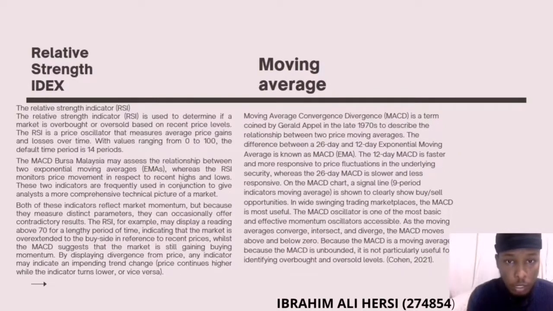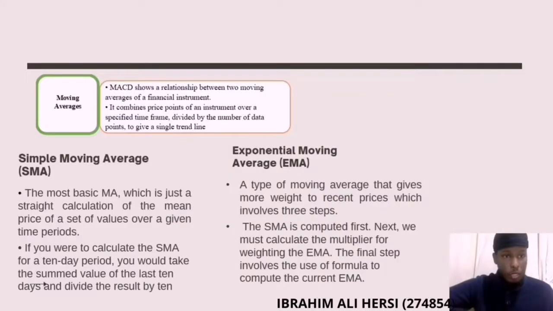A signal line, a 9-period moving average, is shown to clearly show buy and sell opportunities in wide swinging trading marketplaces. The MACD is most useful. The MACD oscillator is one of the most basic and effective momentum oscillators accessible. As the moving averages converge, intersect, and diverge, the MACD moves above and below zero. Because the MACD is unbounded, it is not particularly useful for identifying overbought and oversold levels. Colin, 2020.